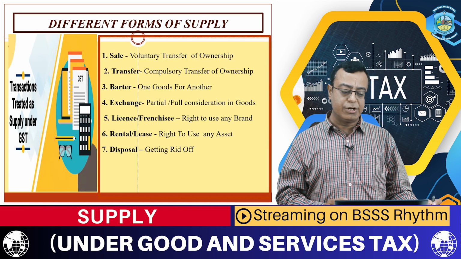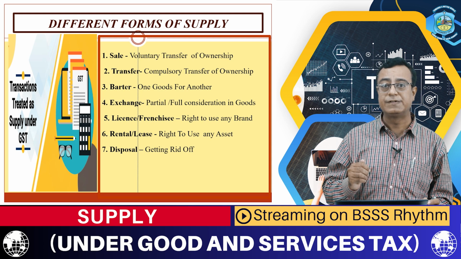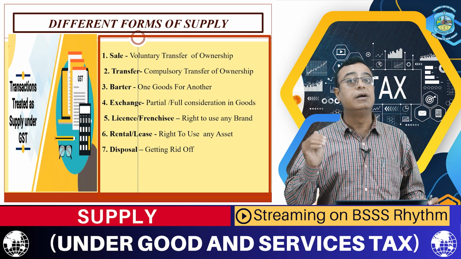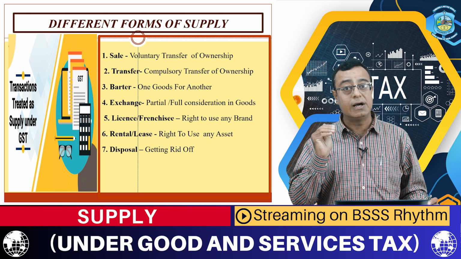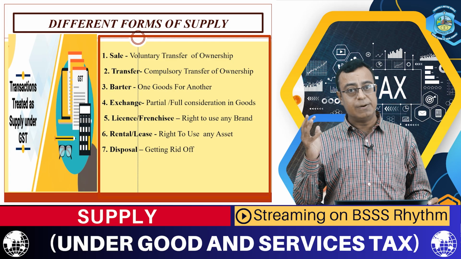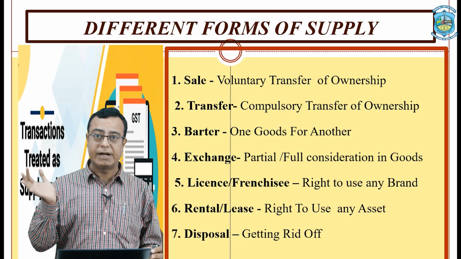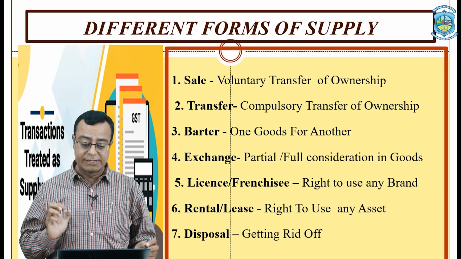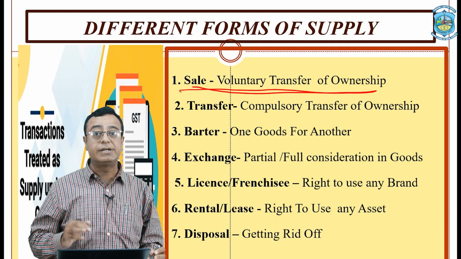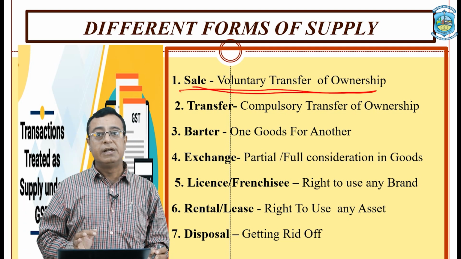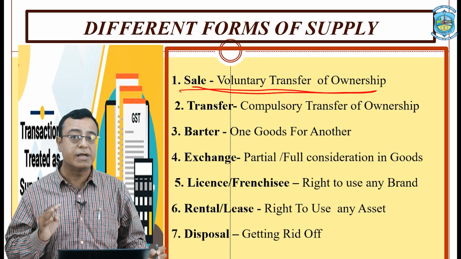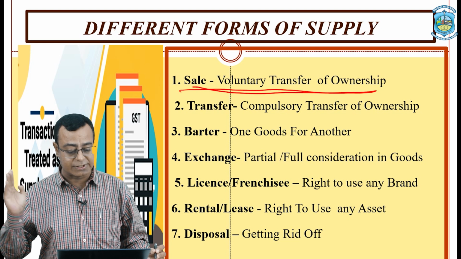Now, dear friends, we are going to understand the different forms of supply, meaning all these different transactions are treated as supply under the GST. Number one, that we already know, that is the base of each and every indirect type tax: it is sale. Sale of any type of goods and services, meaning transfer of ownership, obviously is supply. 99% of transactions of supply are related with sale of goods and services.